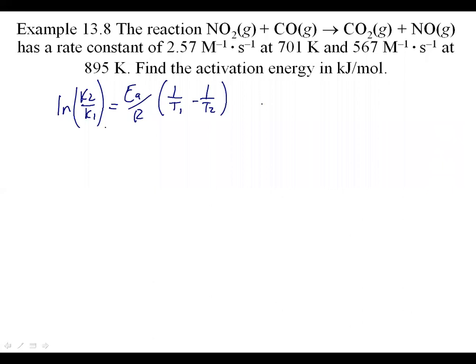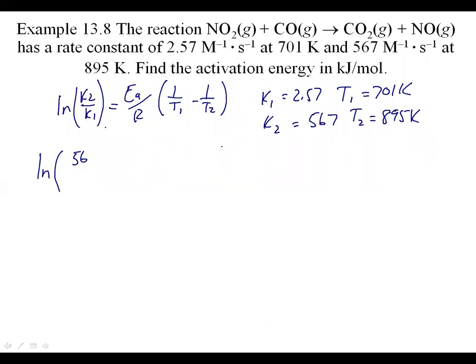So we have K1 is 2.57. And again, the temperature that goes with it is 701. Our K2 is 567. And our second temperature there is 895. So putting it in, natural log of K2 over K1, which is 567 over 2.57, is going to equal Ea, which is what we're solving for, over R. R again is a constant. We make sure that we use the one that involves energy. 1 over T1, which is 701, minus 1 over T2, which is 895.